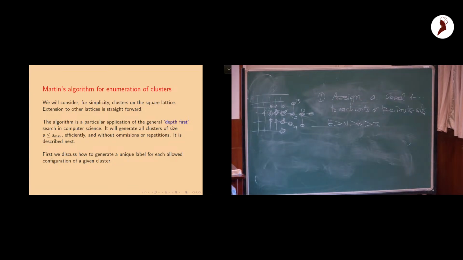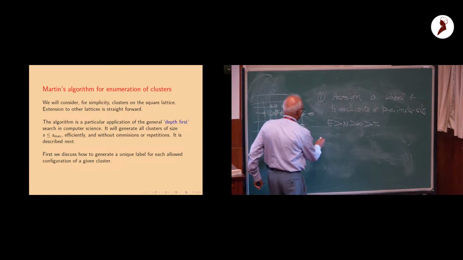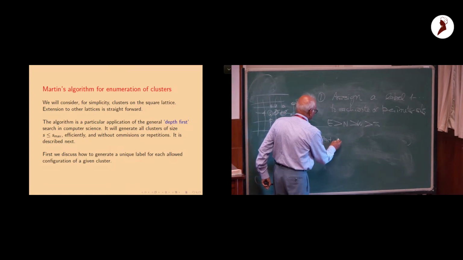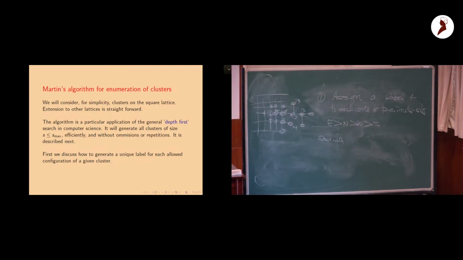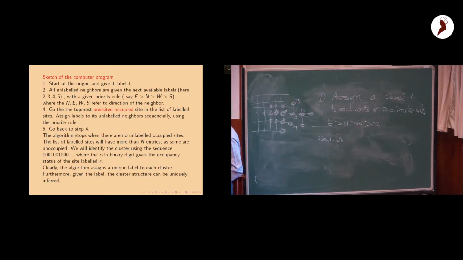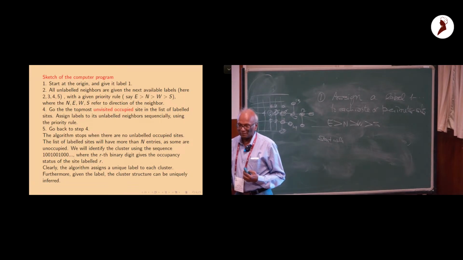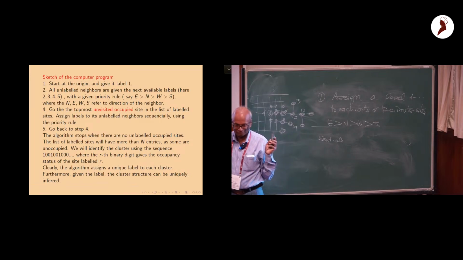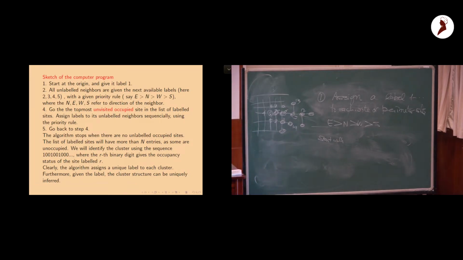You can do this in any dimension. So you start with the list, start with 1 at the origin. That's given here, actually. Start with 1 at the origin. All unlabeled neighbors of 1 are given the next available labels, 2, 3, 4, 5. Then you go to the topmost unvisited occupied site and label all its unlabeled neighbors, and then go to the next one and the next one and so on. It's done. What I have produced is a label for each occupied and perimeter site. And this labeling is unique by my algorithm.